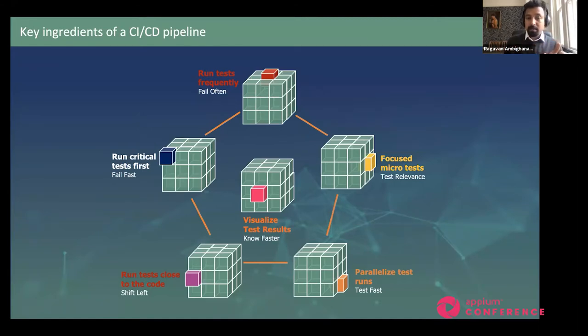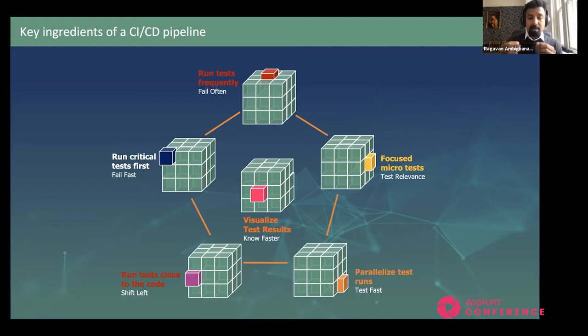You want to fail often, which means you want to run tests frequently. If you fail often, then you will find issues faster. You don't want to change something and find out the next day. You want to know it now. Focused micro tests, which means you start from unit tests to any test you write to the top of the pyramid, are focused tests that specifically focus on one particular thing. So when it fails, you know why it failed.